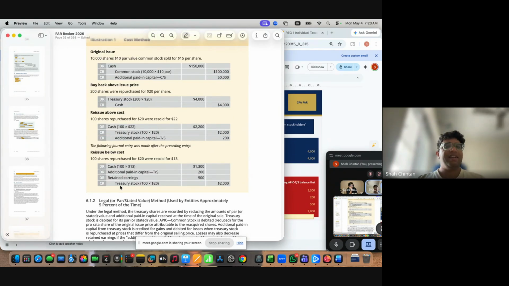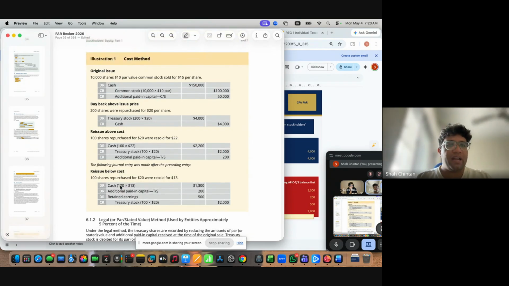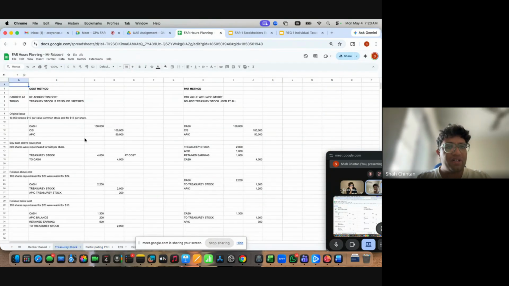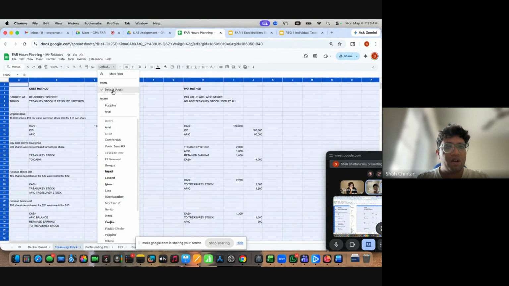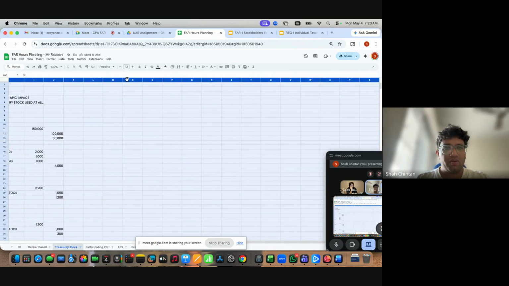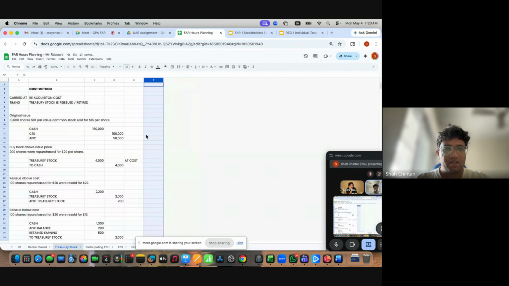So let's take an example which is given in the book, and side by side, let's understand in a Google Sheet how a treasury stock is going to impact your accounting. So let's ignore par value right now. So I'm just hiding all these things.